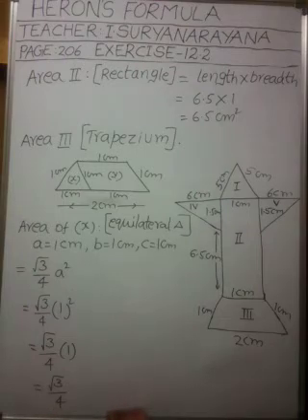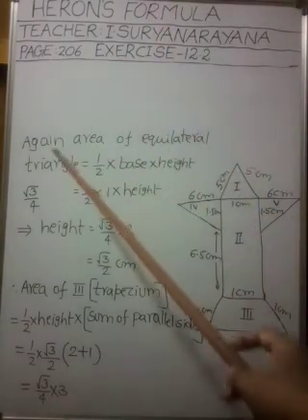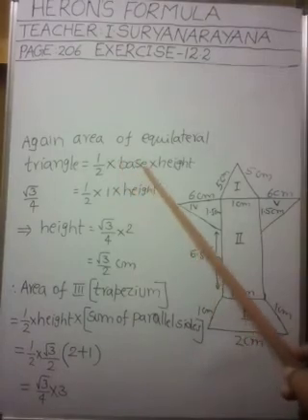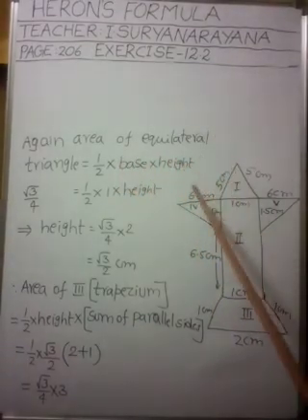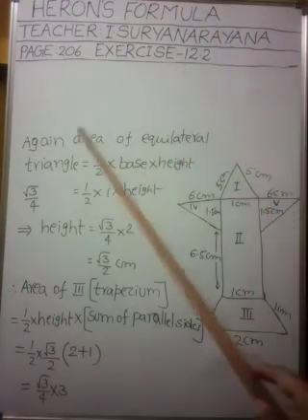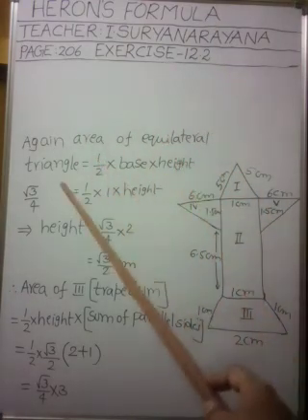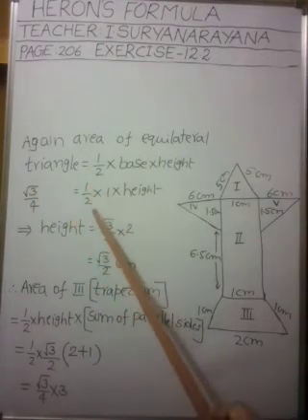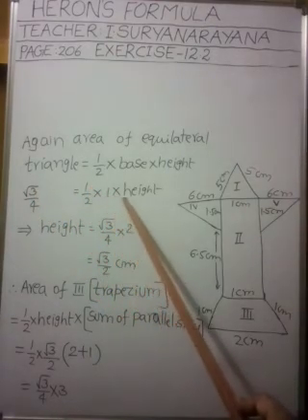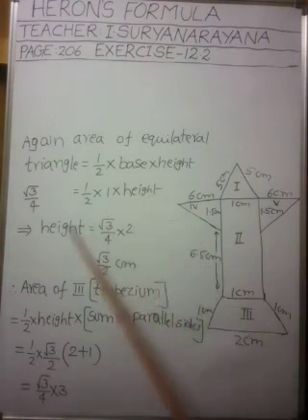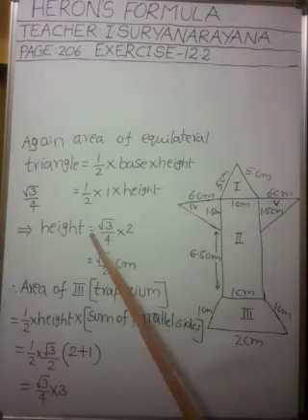Understood? Right. Now let us find again the area of the equilateral triangle by using the formula half into base into height. Okay, my dear children. But we don't know the height of this equilateral triangle. But we know the area of the equilateral triangle. Just now we have found that root 3 by 4 is equal to half into base 1 centimeter into height. Okay, my dear children. Understood this step? Right.